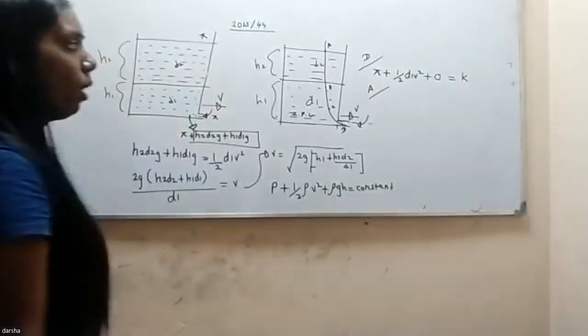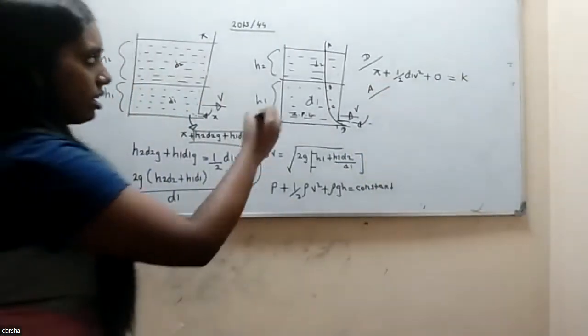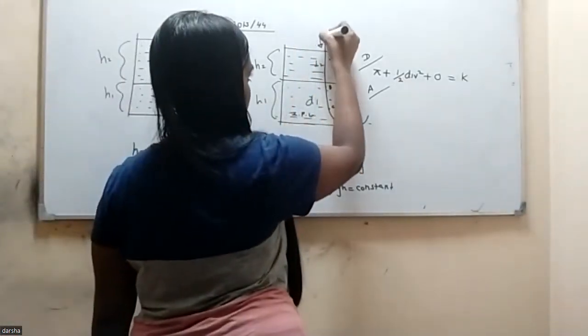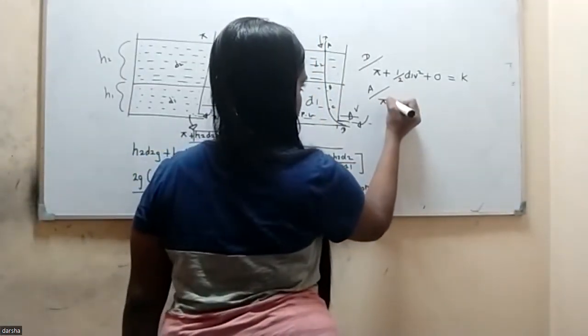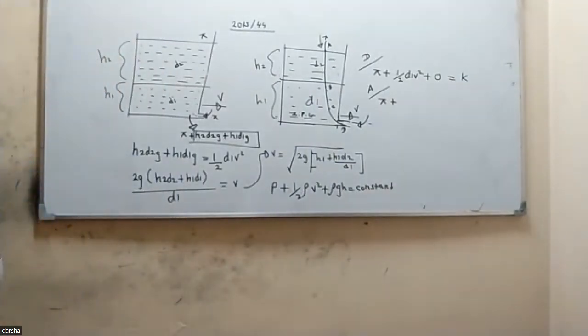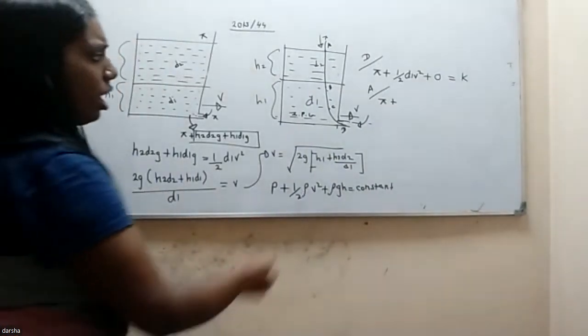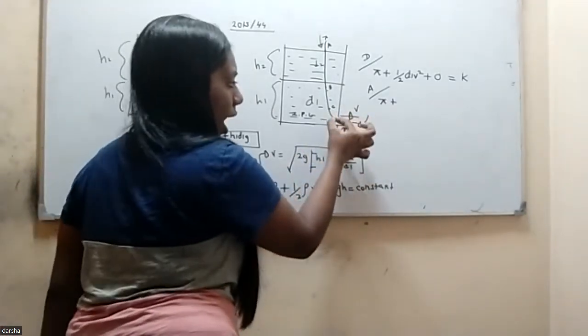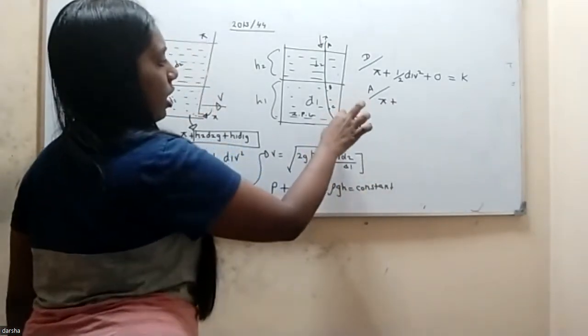Then I apply Bernoulli's equation for point A. Point A is exposed to the atmosphere, therefore atmospheric pressure P0 plus the kinetic energy per unit volume. Now, the question says this is a large tank. That means if we put a small hole, only a minute amount of liquid is coming down.